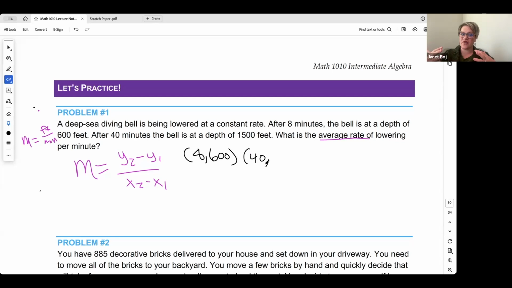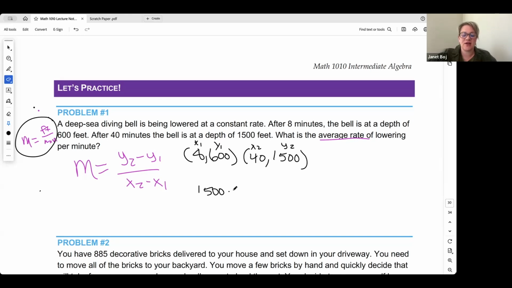Sometimes students get confused on which one goes in the numerator, which one goes in the denominator. Should I do 600 over 8 or 8 over 600? How does this work? This is the key right here. If you can find your two units, feet per minute, feet will be y, minute will be x. After 40 minutes, the x value, then you've lowered 1,500 feet. Once you can gather that information, you're set. Now you just plug it into the slope formula, labeling whichever point you want. So I could just say x1, y1, x2, y2, plug it in the formula, and you're set.